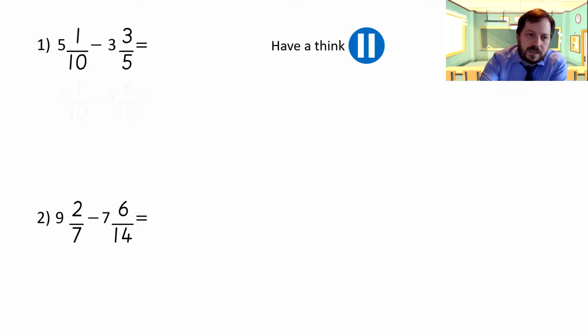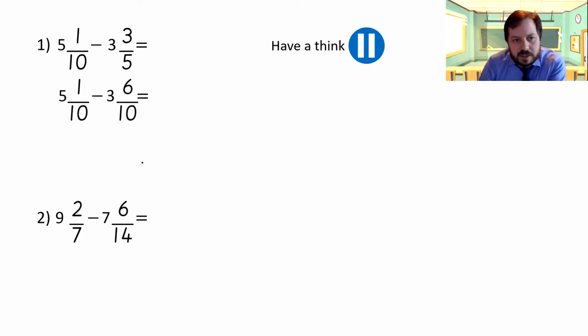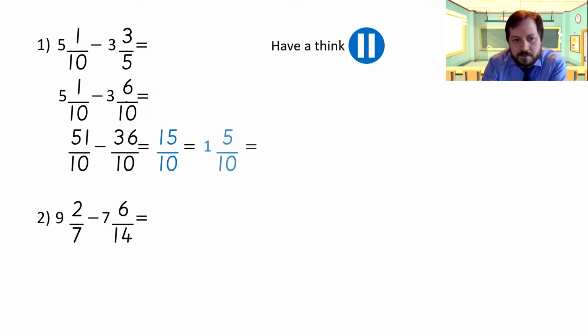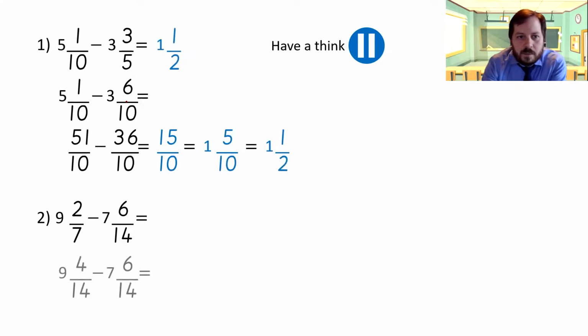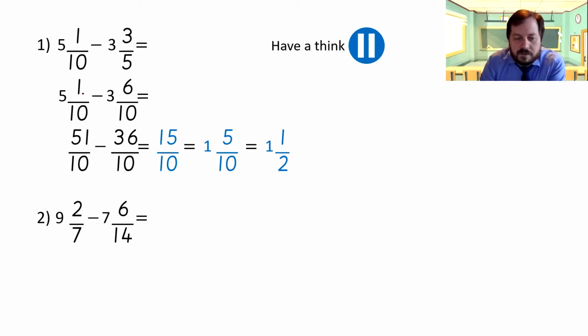Okay, let's have a look. So we can put it in terms of tenths. We've got too many tenths here, so you could convert them all to improper fractions to complete it that way. Or let's just do it my way quickly. So I've got 5 and 1/10 minus 3 and 6/10.